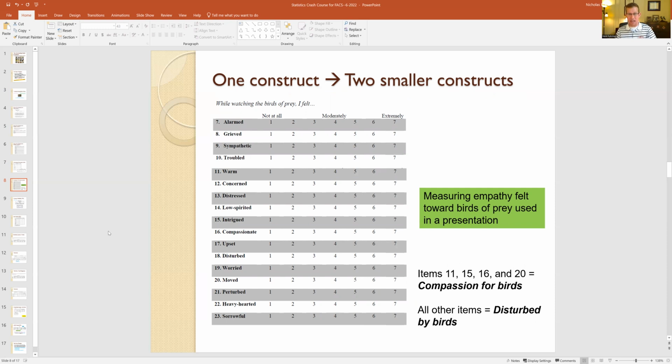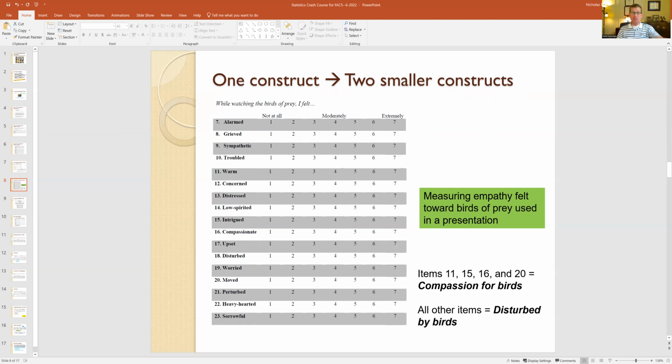But some of these items, 4 of them, numbers 11, 15, 16, and 20, are all very positive items if you look at them. And we're saying that those 4 items are associated with compassion toward the birds, a positive feeling as they viewed the bird. All the other 13 items were quite negative. And we called those, they were disturbed by the birds. This is a negative feeling toward the bird based on looking at it and listening to Jeff talk about it. Kind of an interesting thing.